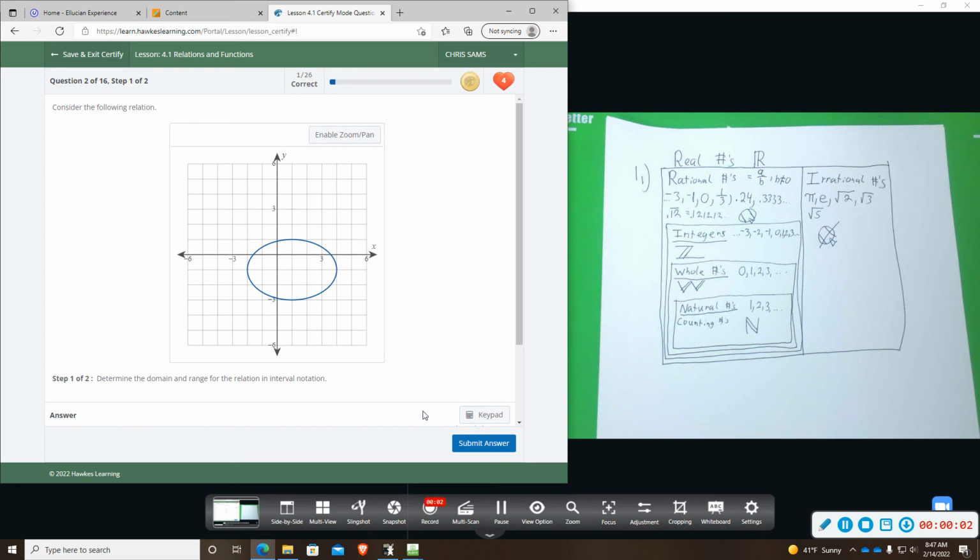All right. Number 2, we want to consider the following relation. So we have an oval on a coordinate grid, and we want to determine the domain and range. Okay. So since this is a connected line, we're getting a bunch of points. So, for example, if we start at 0 and I go over, we don't know what the first number after 0 is. Okay, so if we're thinking about whole numbers, we can say it's 1.